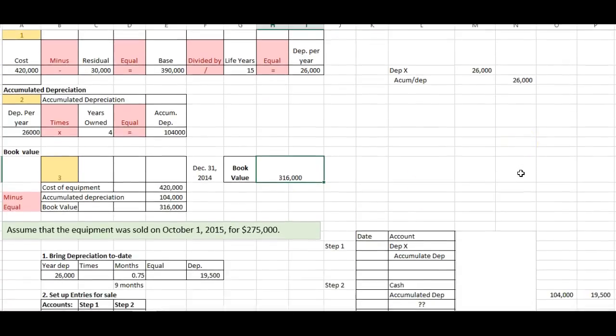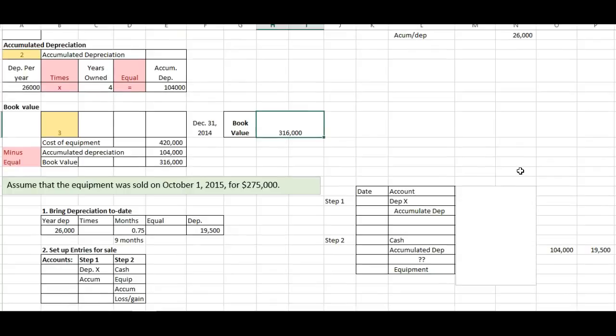But in October 2015, I sold it for $275,000. Now, just initially looking at this, what would you say? Was that a loss or a gain? Well, if the book value says that it's at $316,000 and I sold it for $275,000, it kind of implies that they may have lost money when they sold it in this case.